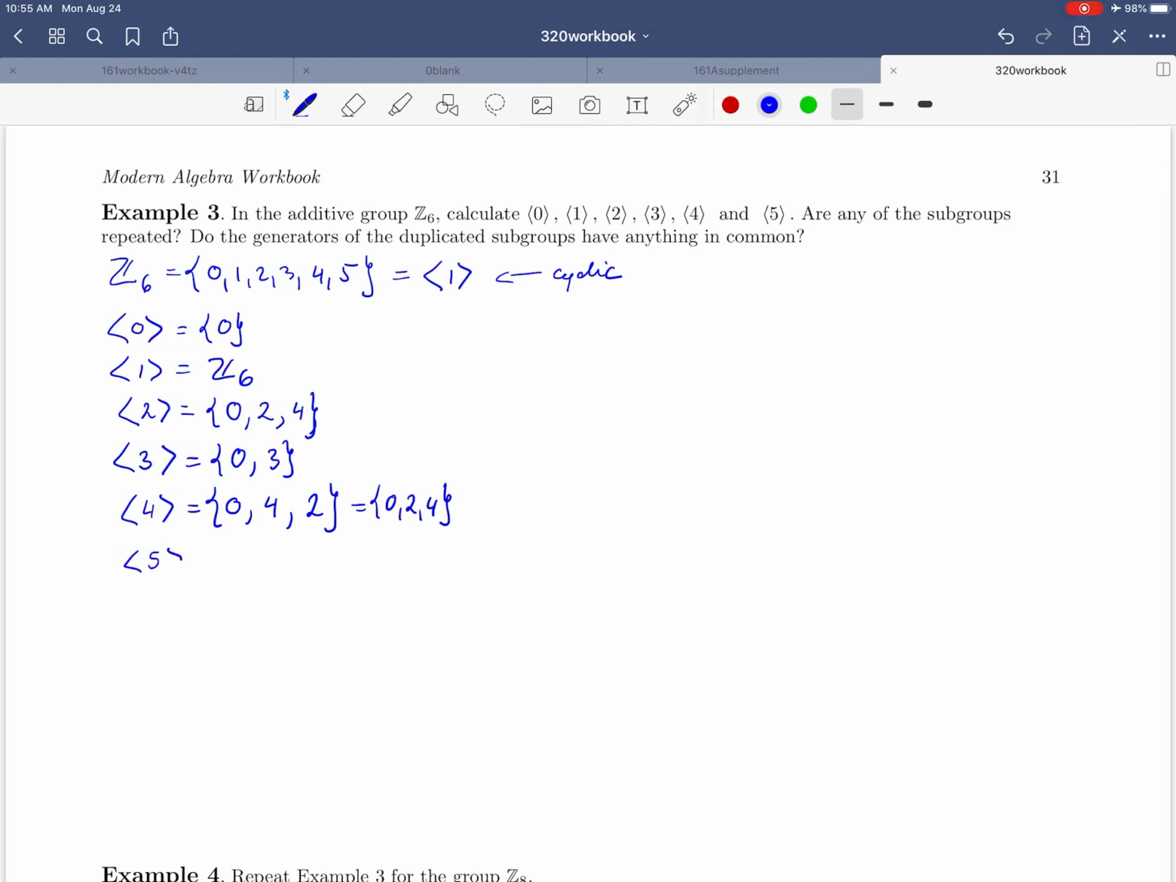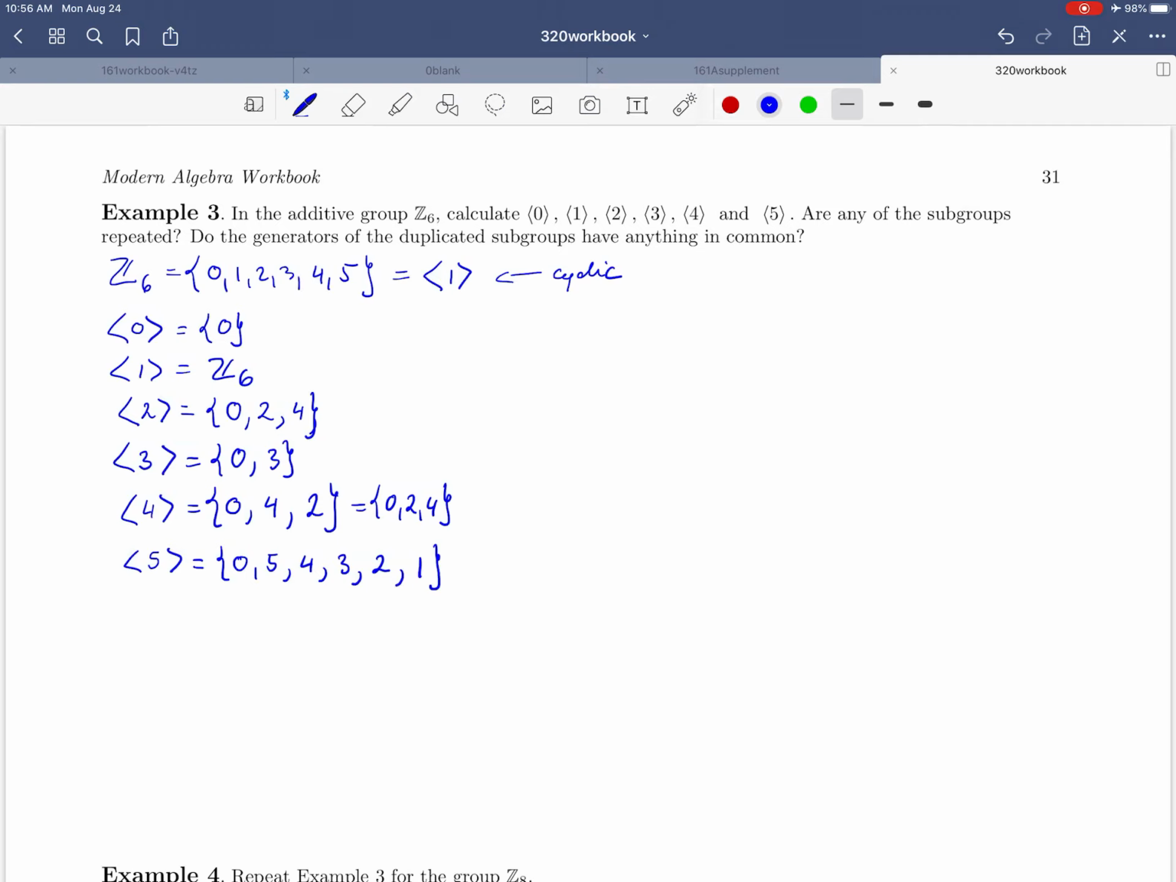What do we get when we start with 5? We have 0. We have 5. Then we have 5 plus 5. That's 10. Mod 6 is 4. Okay. Then 4 plus 5 is 9. Mod 6 is 3. 3 plus 5 is 8. Mod 6 is 2. 2 plus 5 is 7. Mod 6 is 1. 1 plus 5 is 6. Mod 6 is 0. So then I'd start over. Okay, so this is what we have.